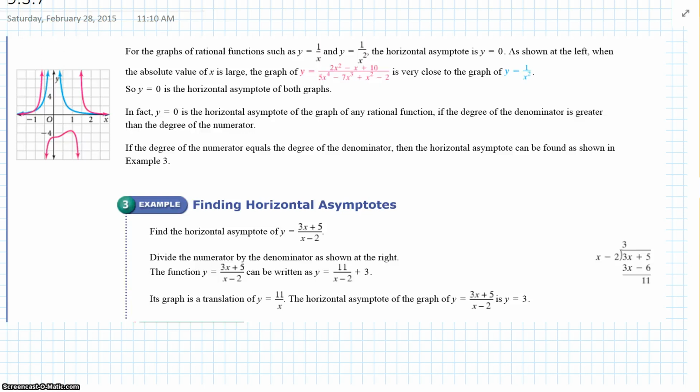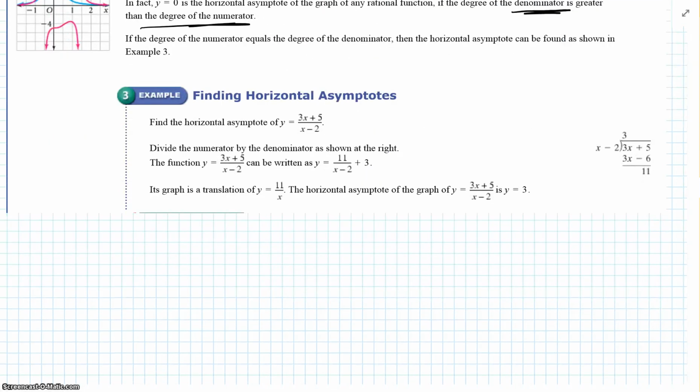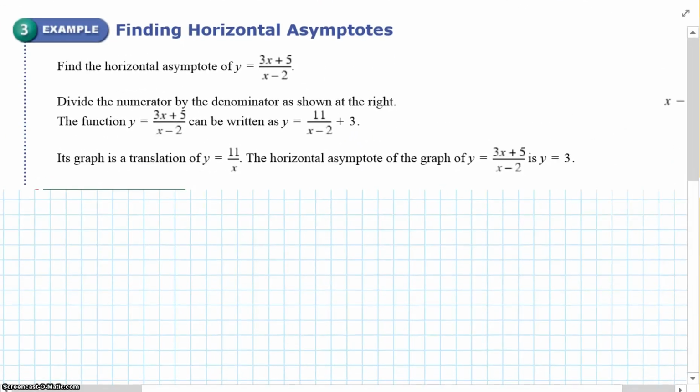In fact, y equals 0 is the horizontal asymptote of the graph of any rational function if the degree of the denominator is greater than the degree of the numerator. If the degree of the numerator equals the degree of the denominator, then a horizontal asymptote can be found as shown below. So let's zoom in and check it out. Find the horizontal asymptote, remember horizontal is going this way, of y equals 3x plus 5 over x minus 2.